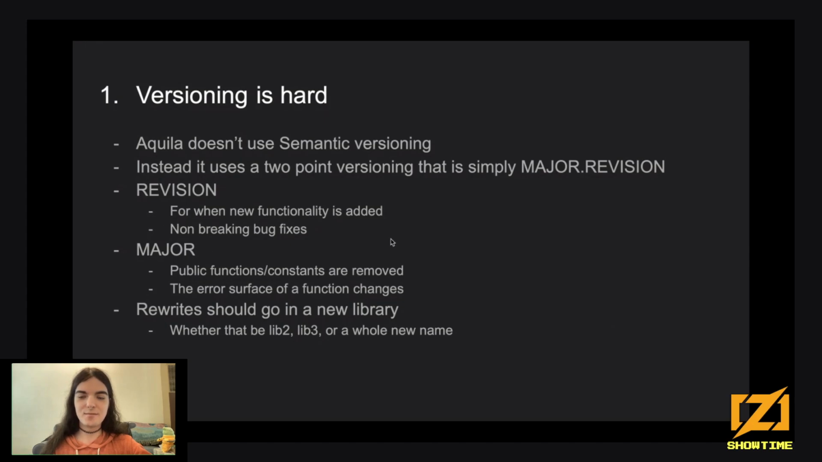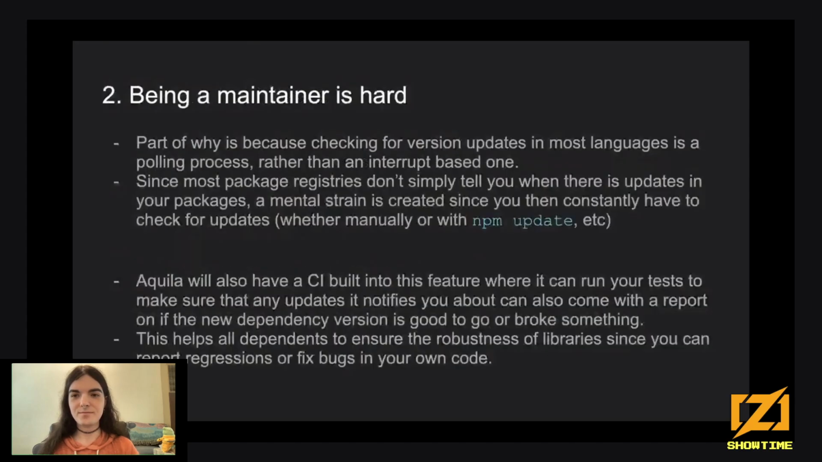And then part of that confusion with versioning is, what is a breaking or non-breaking change? So if you are only expanding your API surface or have non-breaking bug fixes, that's a minor version. If you add or remove public functions or constants, that's a breaking change. This pertains a lot to Zig: if the error surface of one of your functions changes, that's also a breaking change.